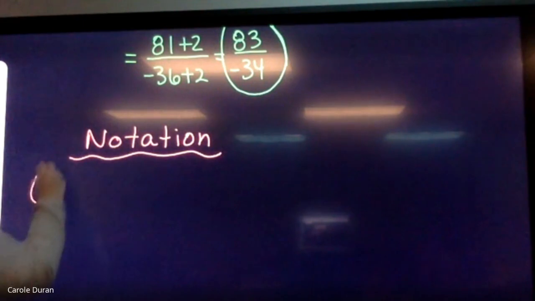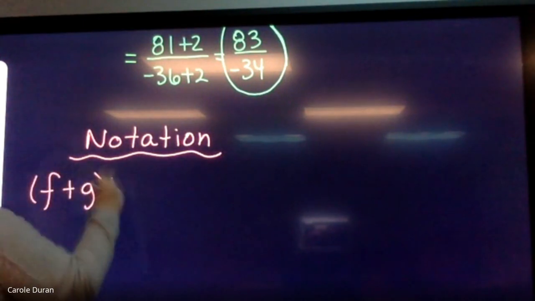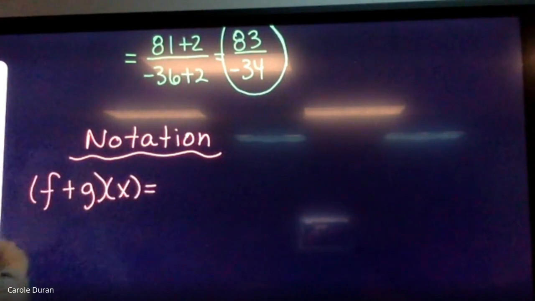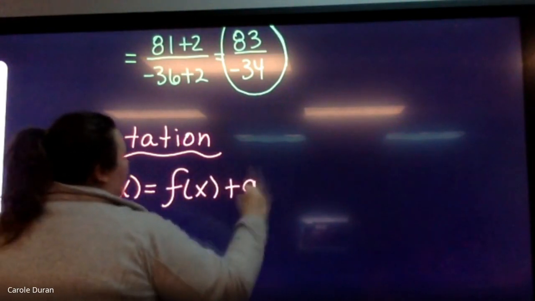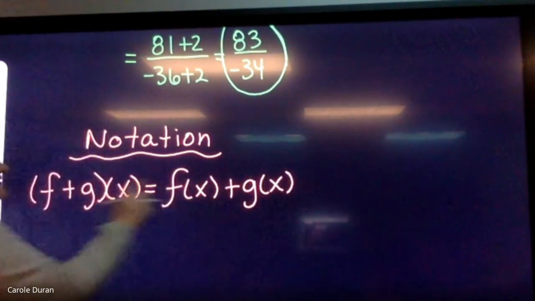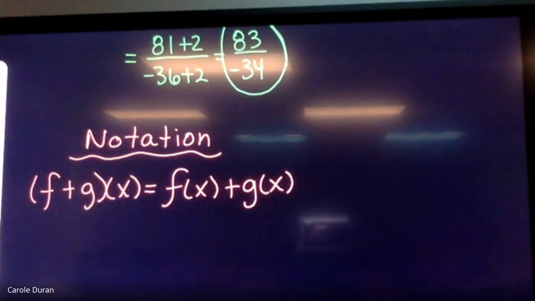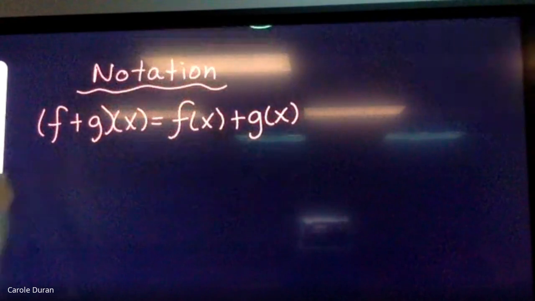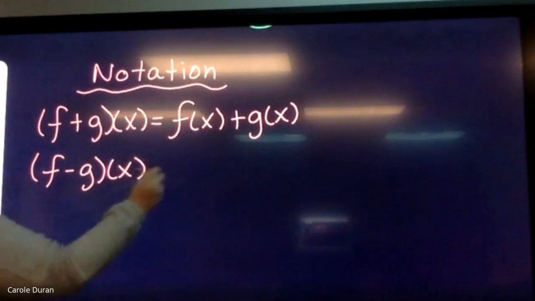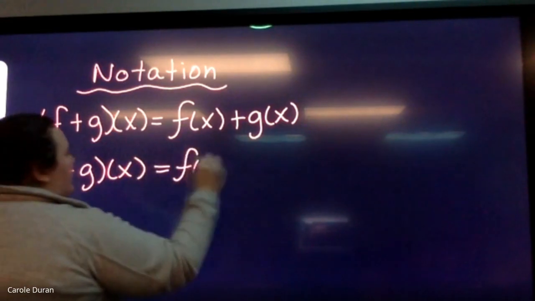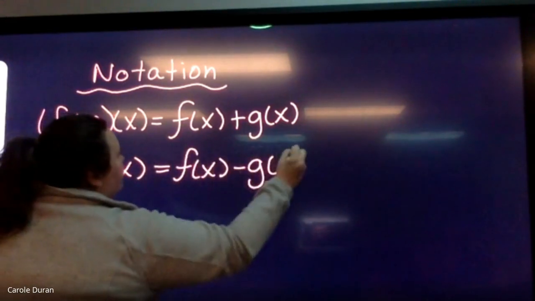So the first one, if I'm adding two functions together, so if I have f plus g in parentheses and then an x in the second parentheses, that is the same as f of x plus g of x. So both of these mean the exact same thing and they can be written both ways. The same thing for subtraction. So if I have f minus g of x, that is the same as f of x minus g of x.